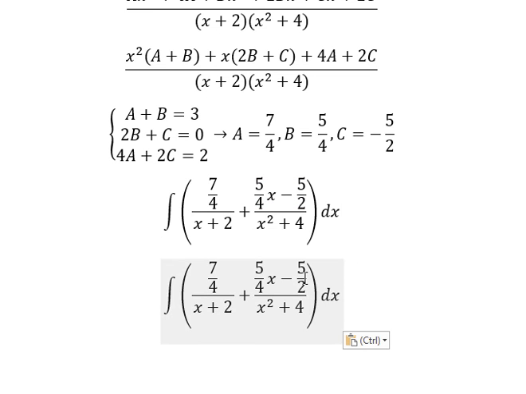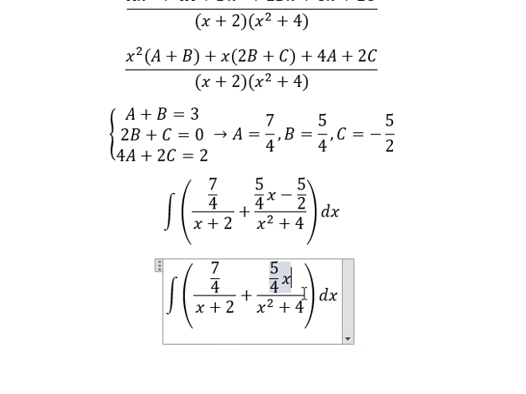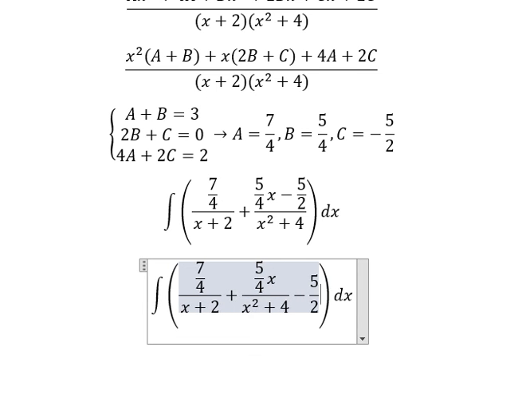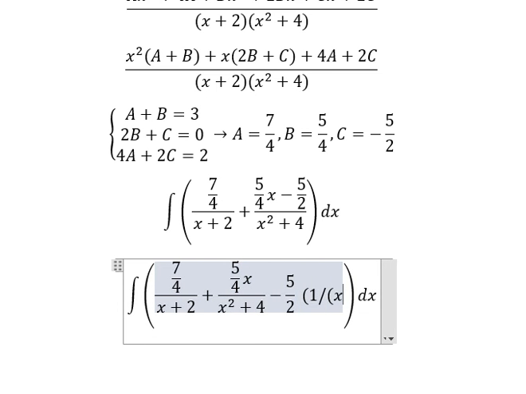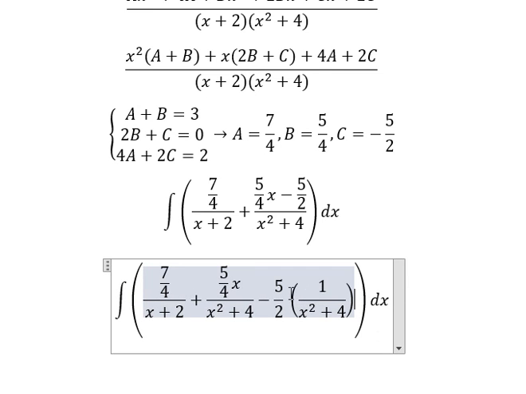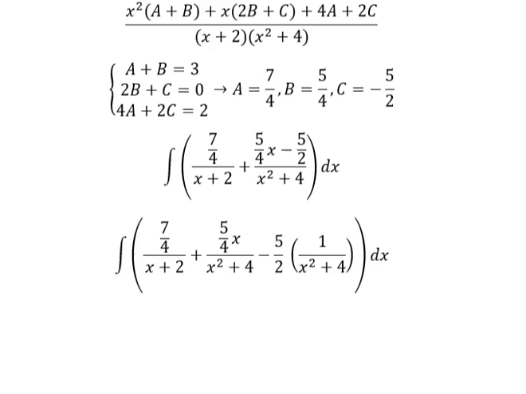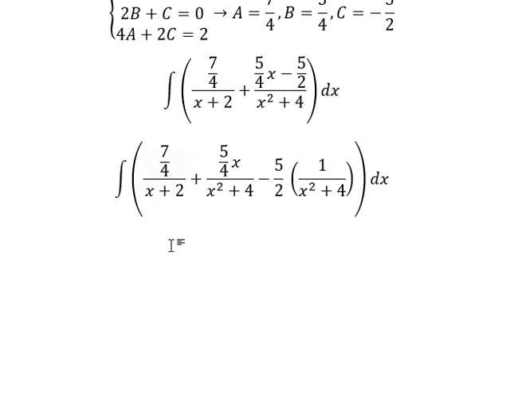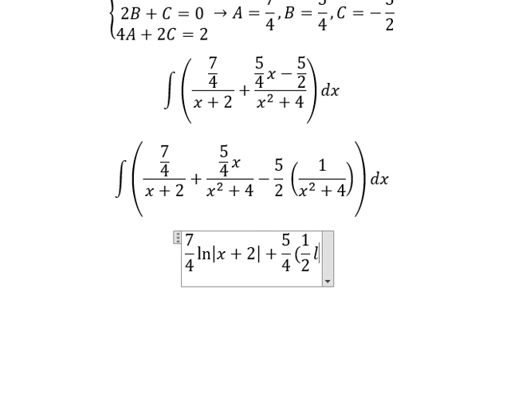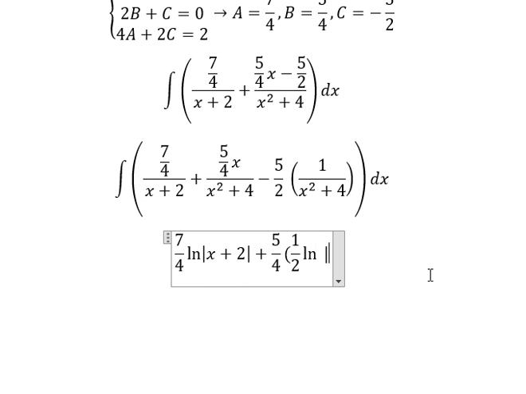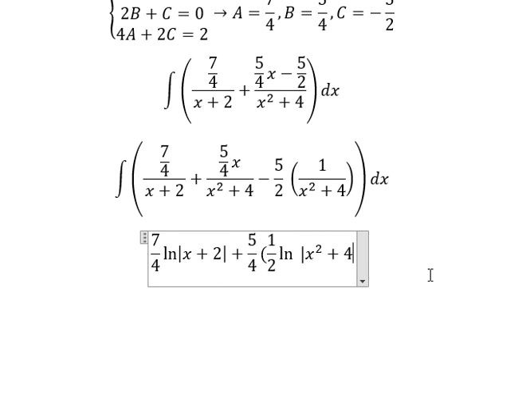And now we can put it like this. The integration of this one, we have 7 over 4 ln of the absolute value of s plus 2. The integration of this one, we have 1 over 2 ln of the absolute value of s squared plus 4.